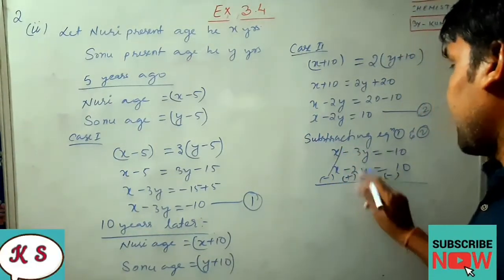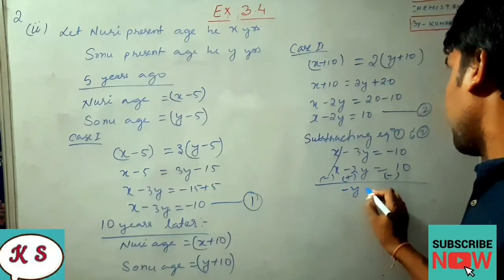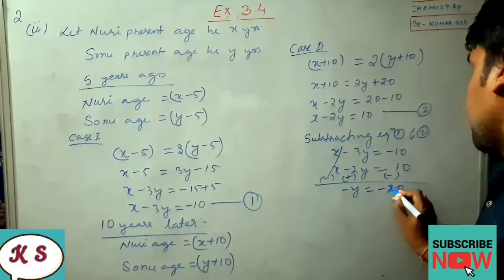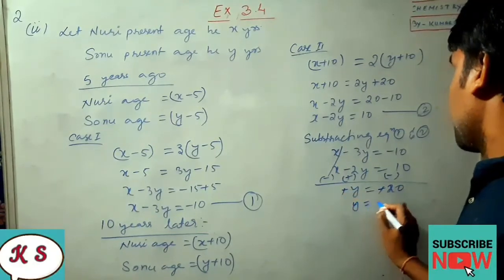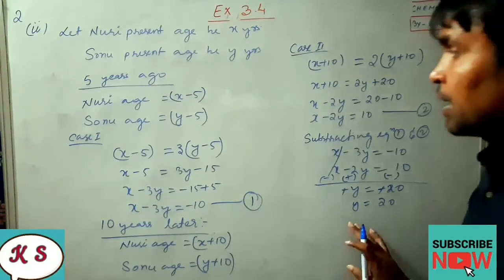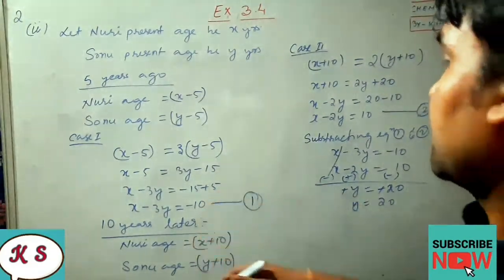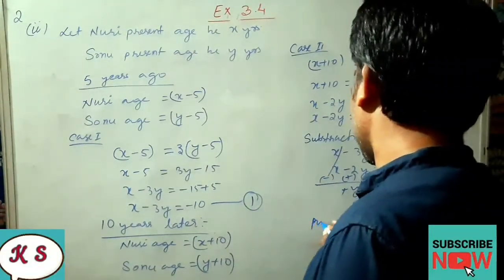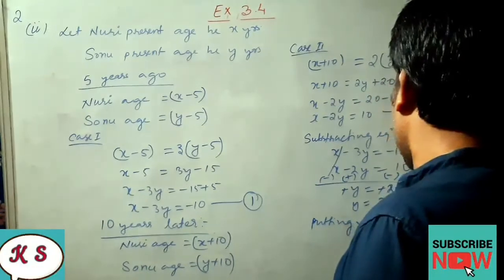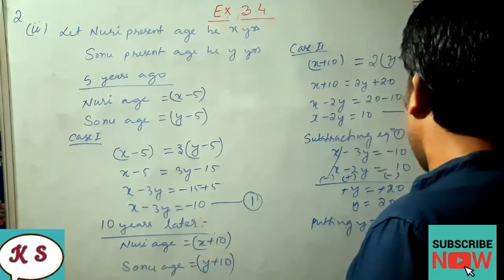So plus 2y minus 3y will be minus y, and then minus 10 minus 10 will be minus 20, minus cancels, so 20. Okay, so y we are getting what? 20. Now we are going to find out the x. So this value you can put in any one equation. So let's put it in equation number 1, putting y equal to 20 in equation 1.